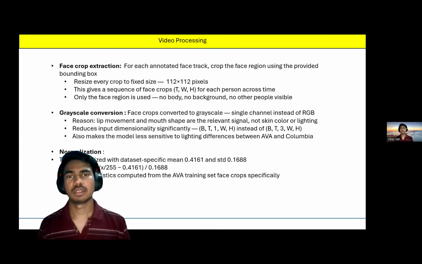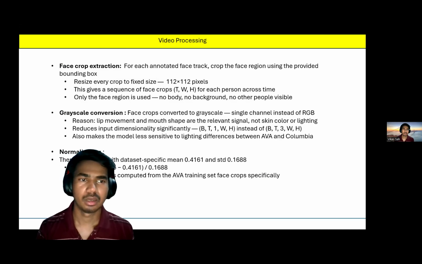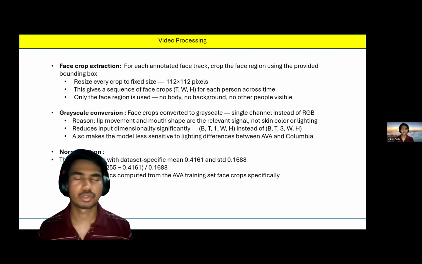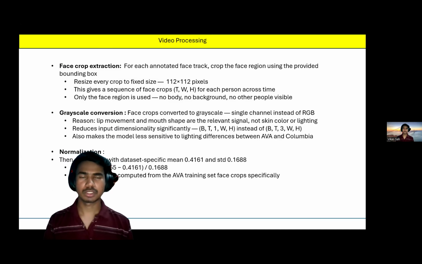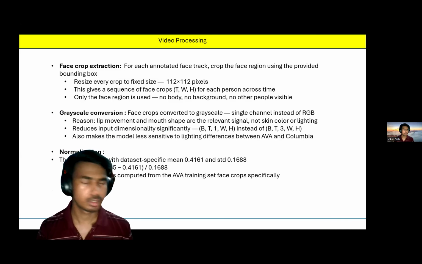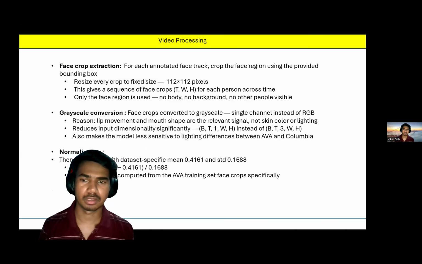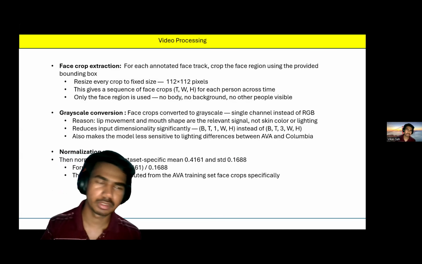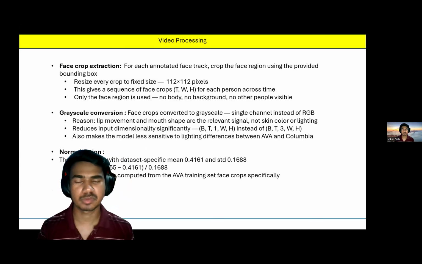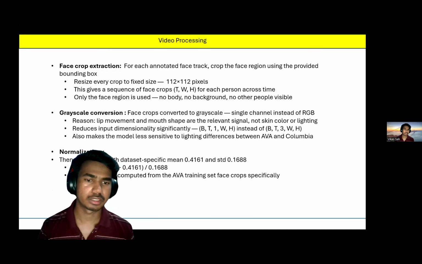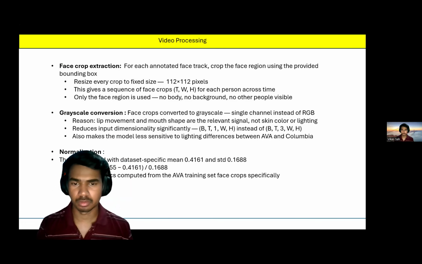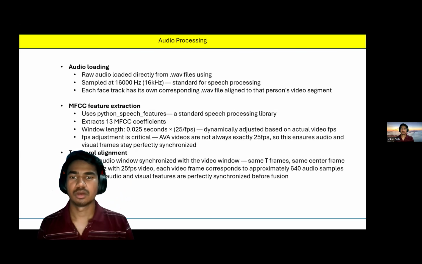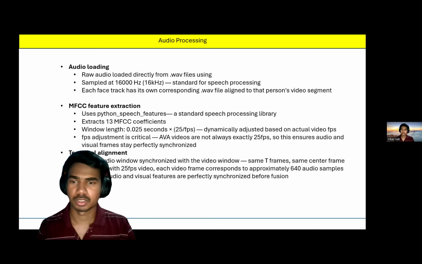Okay, this is what we have explained earlier in the diagram. Resizing to 112 by 112 pixels. Then only the face region is being used, no body, no background, no other people. The grayscale conversion: face crops are converted to grayscale. Then the normalization, so these are normalized to data specific mean 0.461 and 0.1688, and the formula being used here is the same thing.